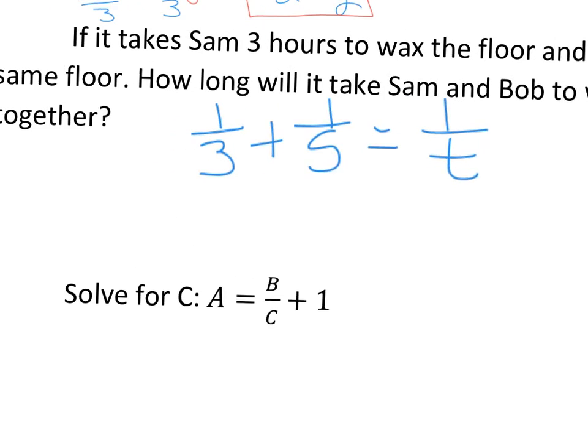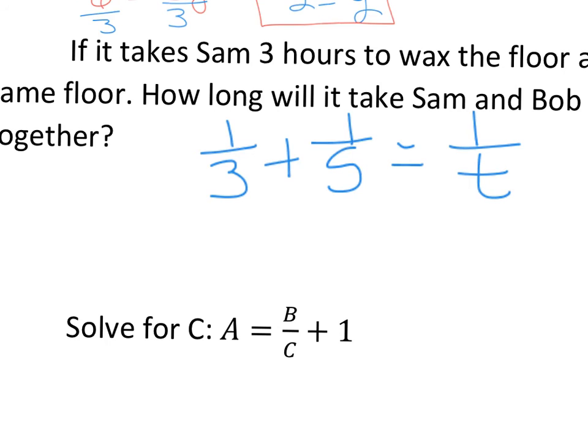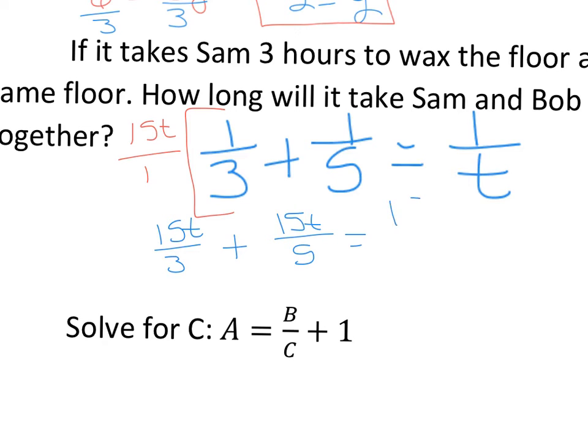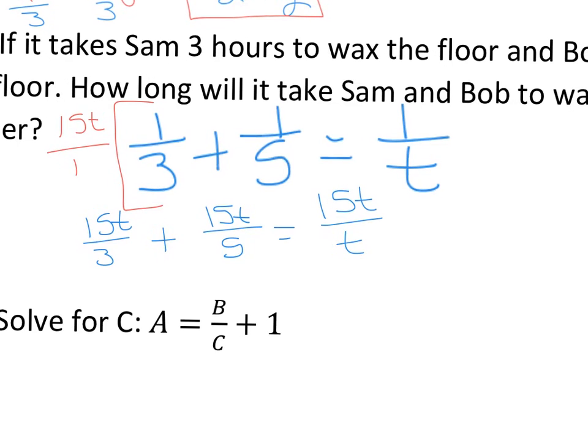Now, to solve this, we're going to clear the fractions by multiplying. 3, 5, and t have a least common multiple of 15t. So everything times 15t, and you can put it over 1 if it helps you. You're going to distribute this, and you're going to have 15t over 3 plus 15t over 5 equals 15t over t. And now we can reduce those fractions.